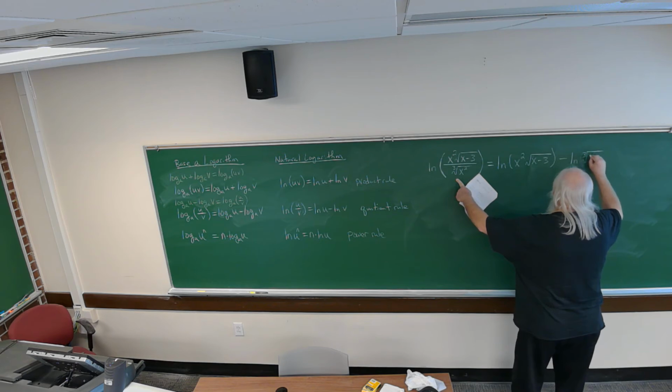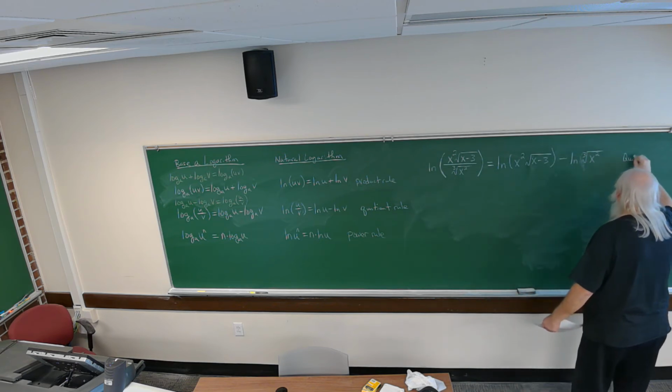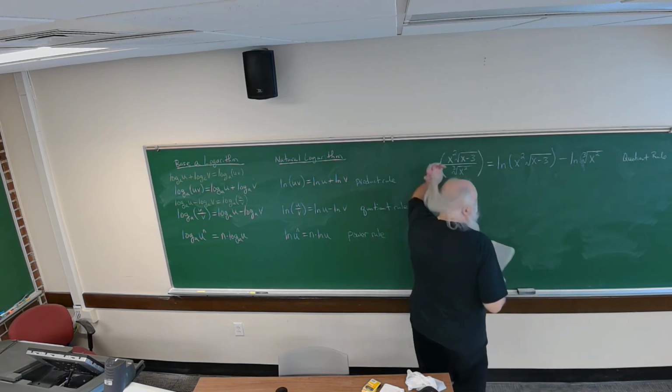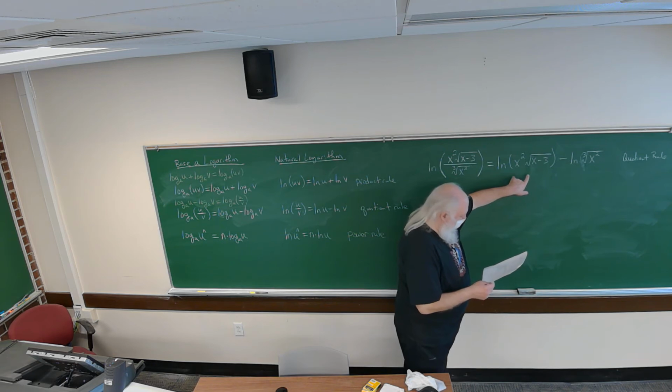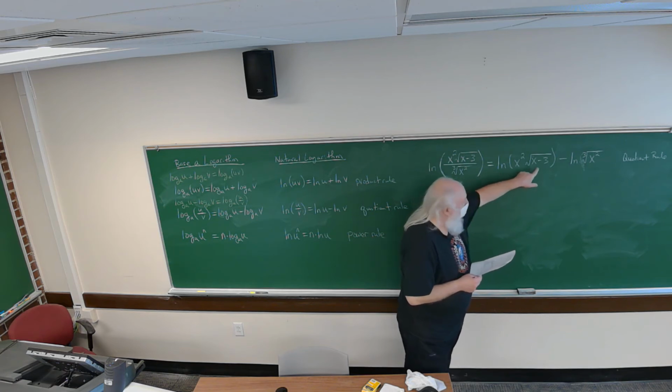The cubed root of x. So that's application of the quotient rule. Now you'll notice that inside parentheses here, this is a product. This is a product of x squared times this square root. So the product rule says this is equal to the natural log of x squared plus the natural log of square root of x minus 3.